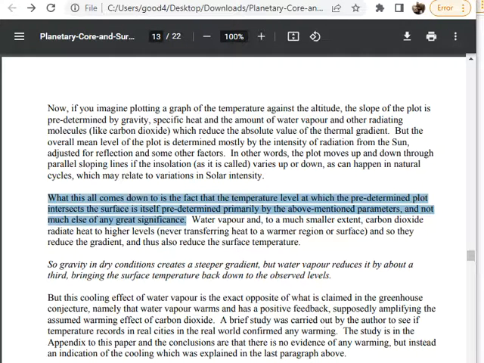And this is the sentence where he was not correct. He said, all this comes down to the fact that the temperature level at which the predetermined plot intersects the surface is predetermined primarily by the above-mentioned parameters and not much else of any great significance. This is where I completely disagreed.